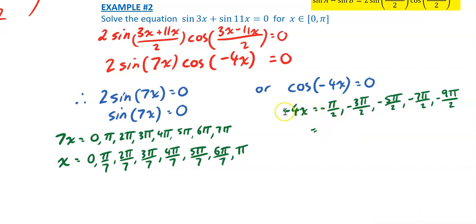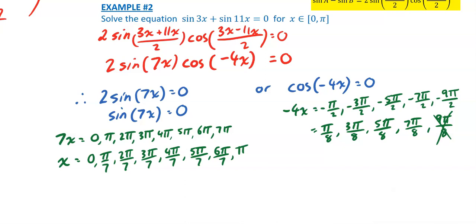Negative pi on 2 divided by negative 4 will give me positive pi on 8. Okay, and there's a bunch of answers. Boom, boom, boom, boom, boom, boom, boom. This last one here is a garbage answer, because 9 pi on 8 is more than 8 pi on 8, and 8 pi on 8 would be equal to pi. So we can reject this because it's outside of our domain. And we finish with x being equal to all of these and all of these. All right, so that's pretty good use.